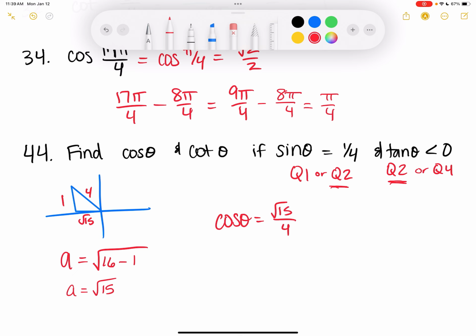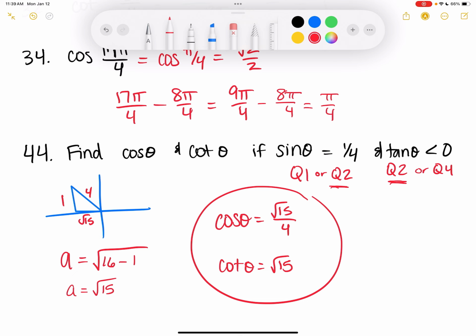And cotangent of theta. Opposite over adjacent. Adjacent over opposite. Root 15. So tangent would have been 1 over root 15, and so then cotangent is root 15 over 1. And so they just wanted us to solve for these two. Obviously, if it wants other ones, you can find them once you have that information.